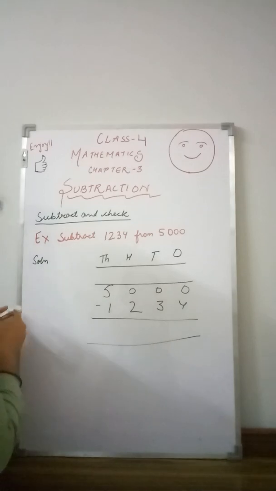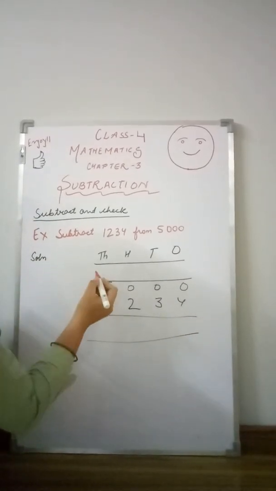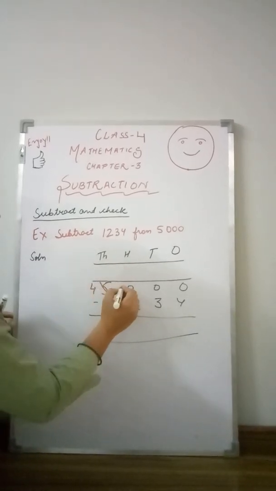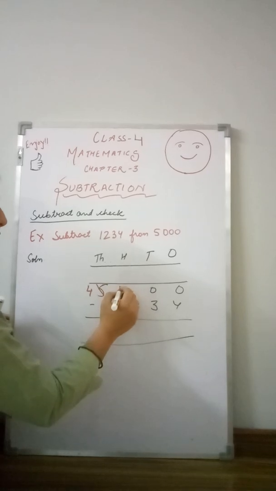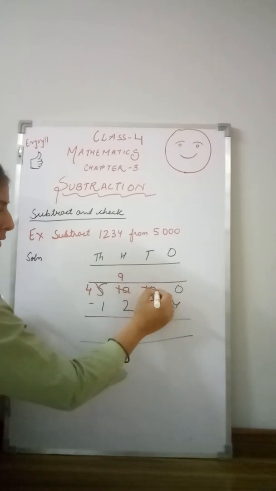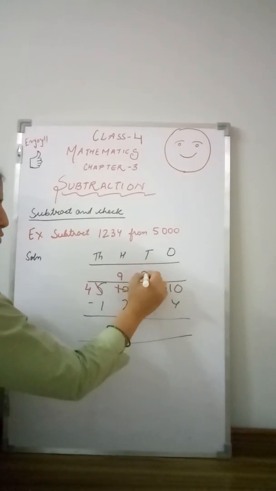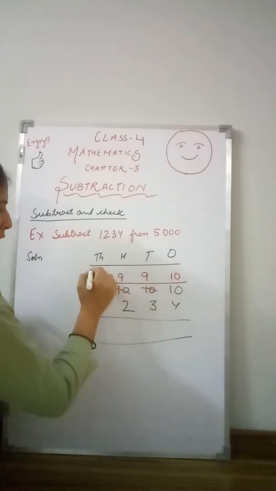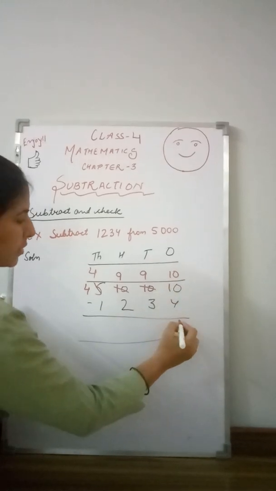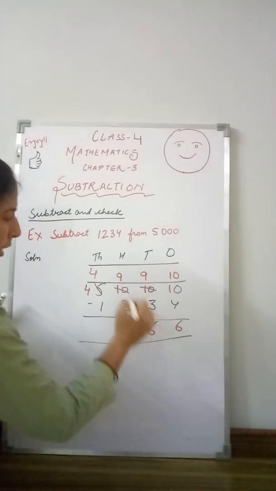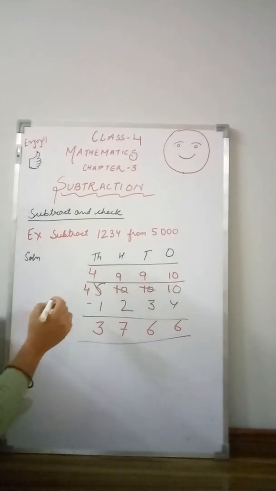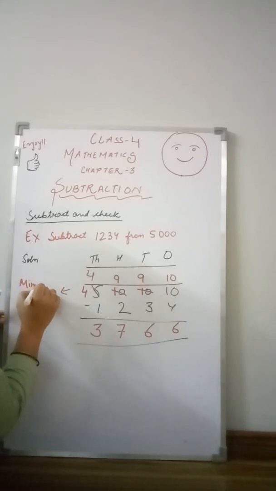If all the numbers are 0 except one, first of all we make this 4 because 1 is given to this place. Now it becomes 10, right? Now 10 is again given 1 here, so it becomes 9 here. Again this gives 1 to make 10 into 100. So this is the way to help each other, so we can easily subtract the numbers. Now 10 minus 4 is 6, 9 minus 3 is 6, 9 minus 2 is 7, and 4 minus 1 is 3.